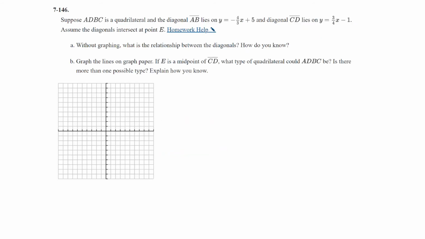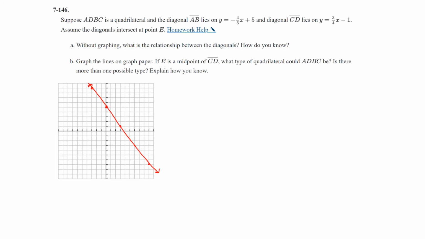Question 146. Suppose ADBC is a quadrilateral and the diagonal AB lies on the line y equals negative 4/3 x plus 5. So let's just stop right there. Let's go ahead and graph negative 4/3 x plus 5. So we've got to go down 4 over 3. Down 4 to the right 3 would be a negative. Or we can go up 4, which is positive, and to the left 3 would be negative. So we'll figure out in a second, but there's that line, and that will be the diagonal of the quadrilateral.